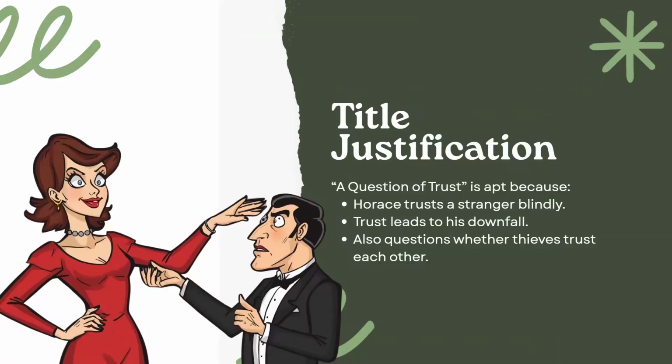Now let's focus on the title justification. A Question of Trust highlights trust misplaced by Horace, trust manipulated by the lady, and irony among criminals. A perfect board answer should mention irony plus betrayal plus moral lesson.